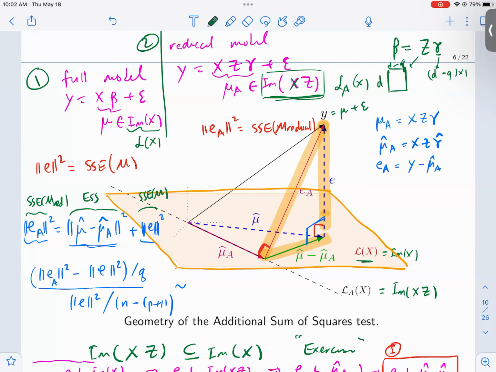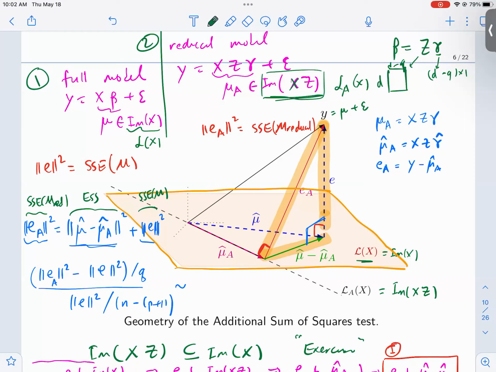When you fit the model, you get mu hat. This is as close as you can get to Y. So this part of the variation in Y you can explain by the model. The part that remains is E. E is orthogonal, so E cannot be explained. You can think of the SSE, the squared norm of this, as the variation that cannot be explained by the regression model.